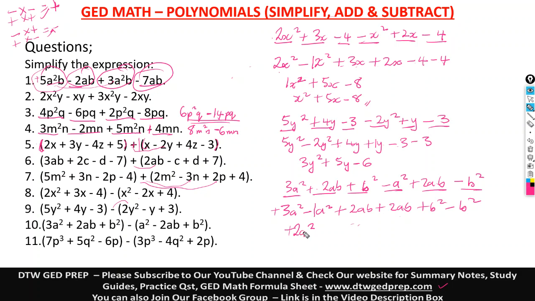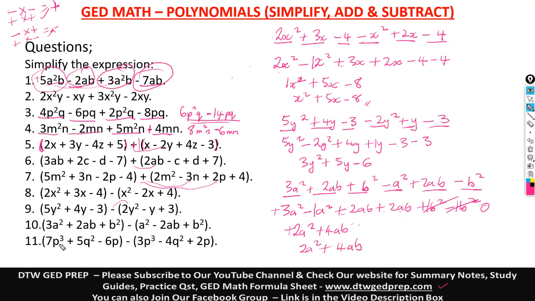All right, but I can still drop that. Here we have positive 2ab, positive 2ab. We are going to add. So that will be a positive 4ab. And this is a positive b squared, negative b squared. It's like a 1 here, 1 here. So that's a positive 1, negative 1, which is subtracting 1 from 1, which is a 0. So this would be a 0. Okay. Our final answer here is 2a squared plus 4ab.